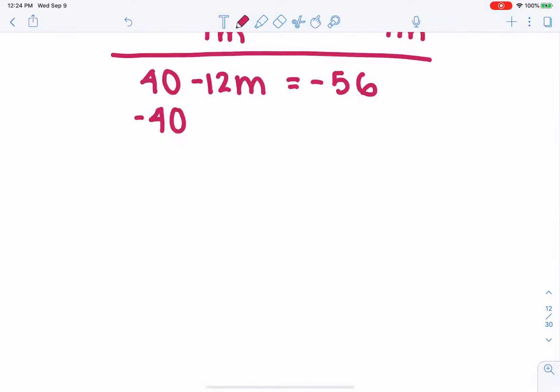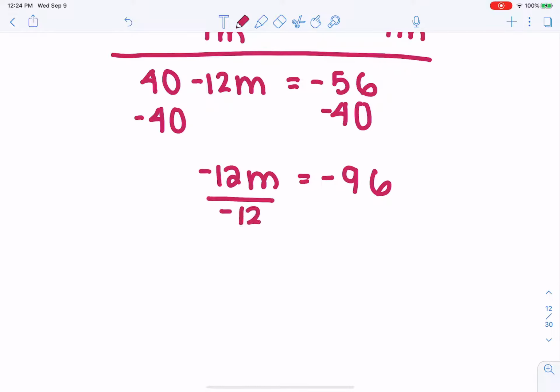Subtract 40 from both sides. Negative 12m equals negative 96. Divide both sides by negative 12. m equals 8.